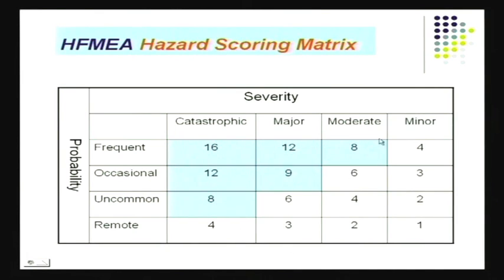So here I've got items that actually have a hazard score of 16 or 12 or 9 or 8 and so on. If my FMEA leads to these sorts of scores on the hazard scoring matrix, this is another approach. In place of doing the RPN, you could do it this way, and you'd again end up with a very similar analysis.